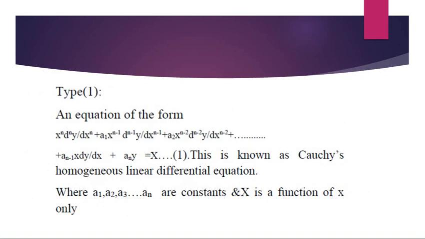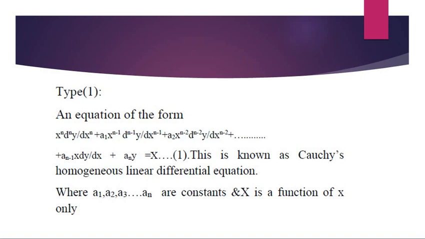Let me explain the first type of differential equation, called Cauchy's linear differential equation. An equation of the form a0 x^n d^n y by dx^n plus a1 x^(n-1) d^(n-1) y by dx^(n-1) plus a2 x^(n-2) d^(n-2) y by dx^(n-2) plus etc. plus a(n-1) x dy by dx plus an y is equal to X. Here x is the independent variable and y is the dependent variable. The right hand side X is a function of x only, and a1, a2, a3, etc. an are constant coefficients.